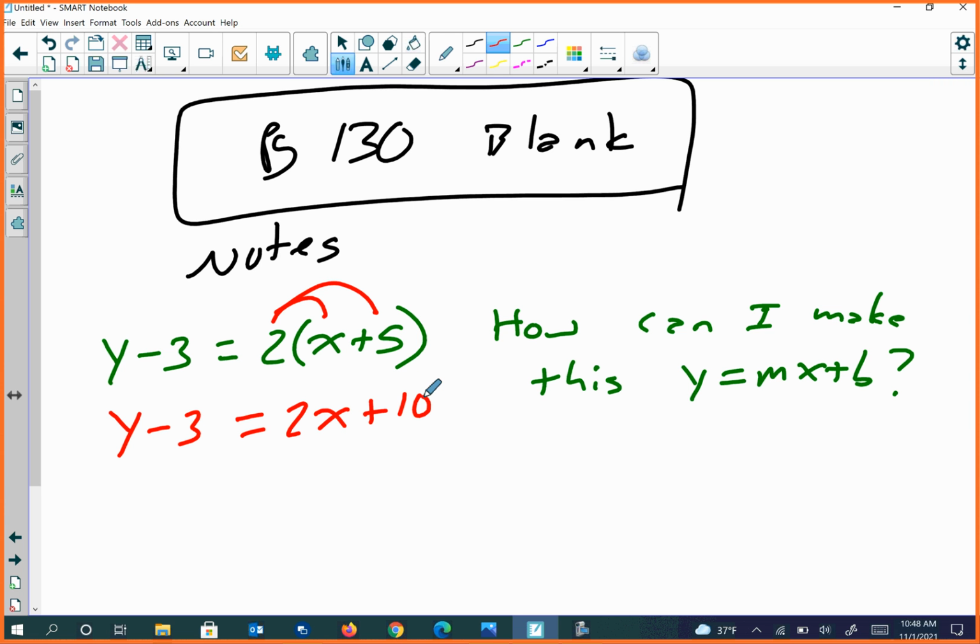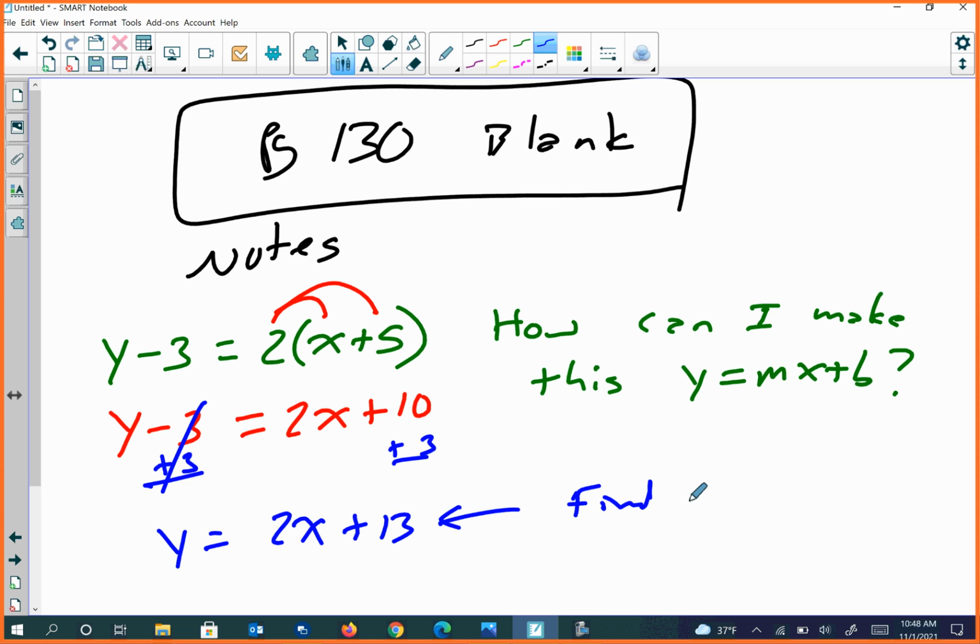Now, how would I get y all by itself now? Yeah, do the opposite. Add 3. So those cancel. So y equals 2x plus 13. This finds us the y-intercept real easily. So the y-intercept is 0, 13. And then we have a slope of 2 over 1.